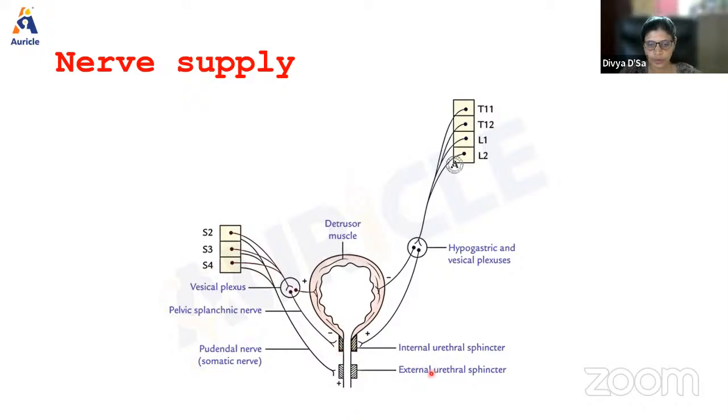You also have to know that the external urethral sphincter is supplied by the somatic nerve, which supplies skeletal muscle. Here it is the pudendal nerve. So the pudendal nerve belongs to the somatic nervous system, whereas the others belong to the autonomic nervous system.